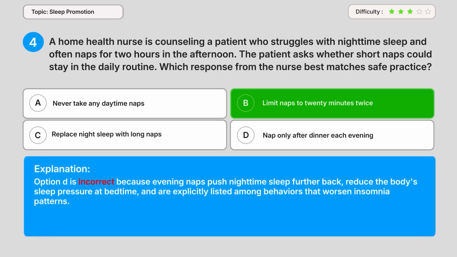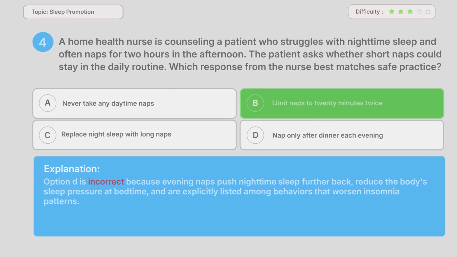Option D is incorrect, because evening naps push nighttime sleep further back, reduce the body's sleep pressure at bedtime, and are explicitly listed among behaviors that worsen insomnia patterns.